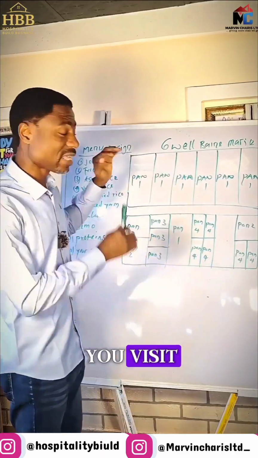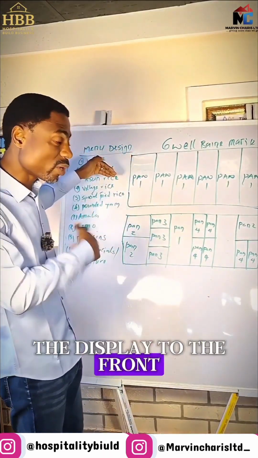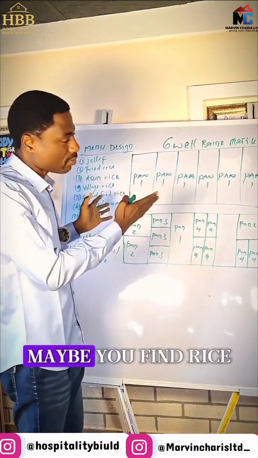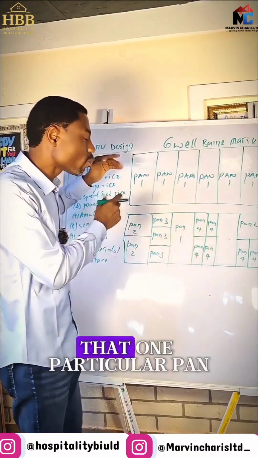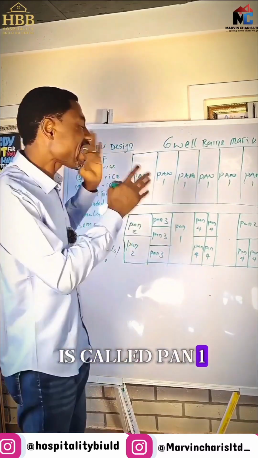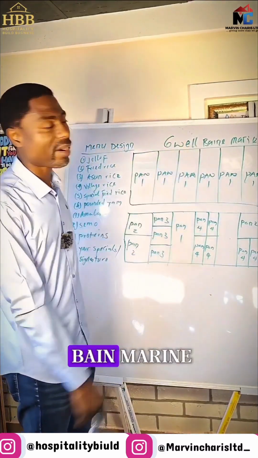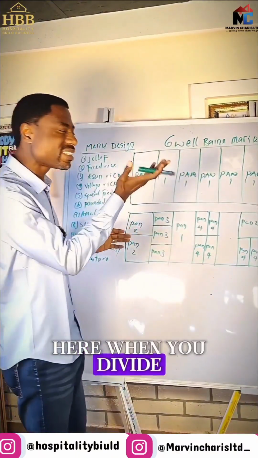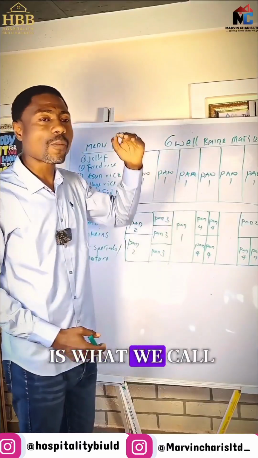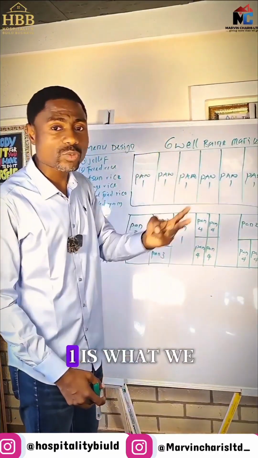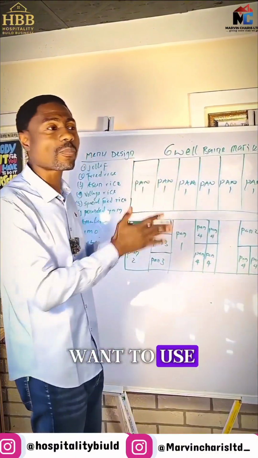Any restaurant you visit, that pan that spans from the back of the display to the front where you're standing, just one single pan, maybe you find rice inside or swallows inside, depends on the restaurant. That one particular pan is called pan 1. Any Bain that is able to take 6 of that size of pan is a 6-well Bain. That's what I've done here. When you divide that pan 1 into 2, you have what we call pan 2. Half of pan 1 is what we call pan 2. One third of pan 1 is what we call pan 3.